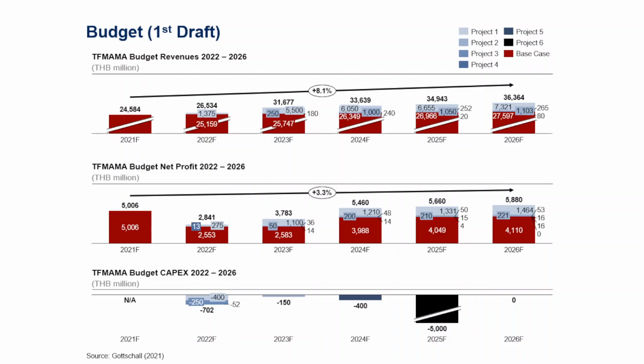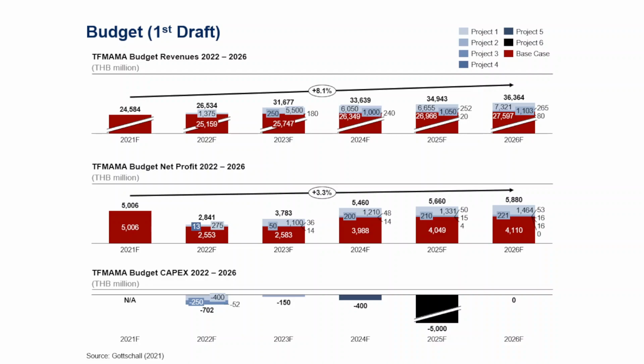We have the baseline here, or the base case, in red. And then each of the projects is an add-on, both in terms of revenues. Now, please note that not every one of those projects has a revenue impact, but every project has at least a net profit impact. Cost savings initiatives, for example, would not have a revenue impact, so we wouldn't see them in the first chart, but we would see the impact in the second chart.